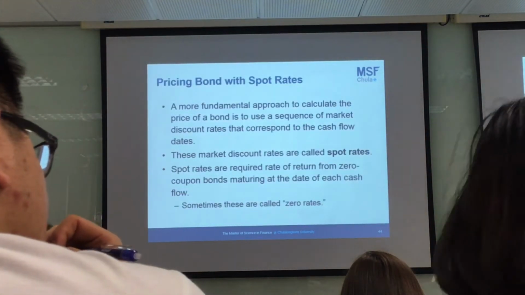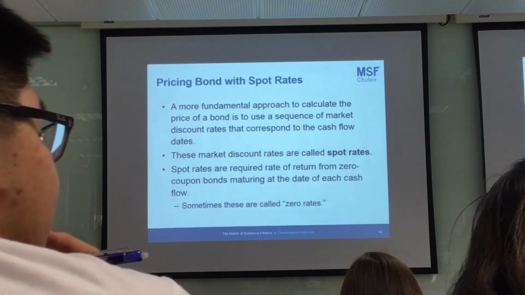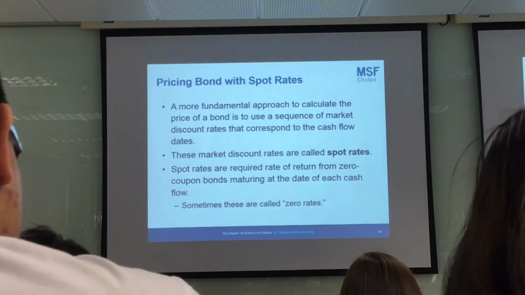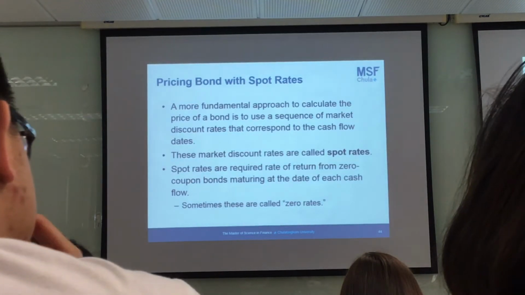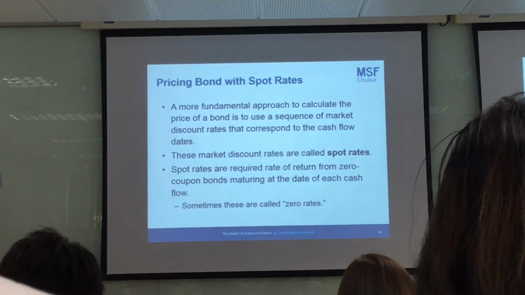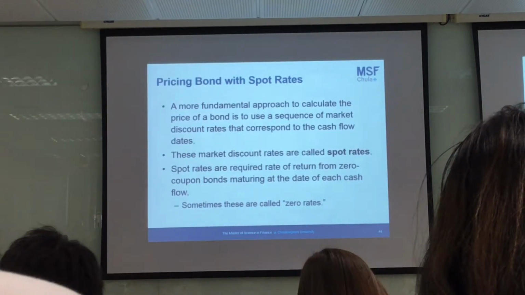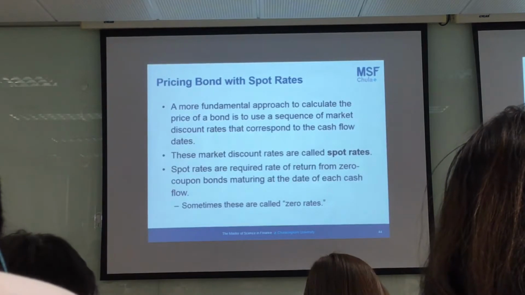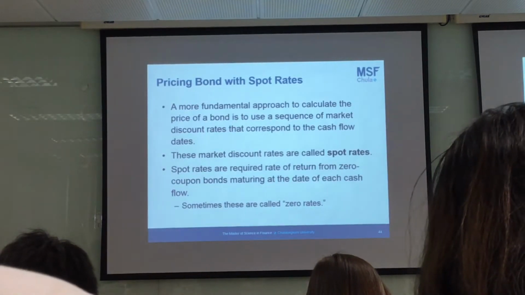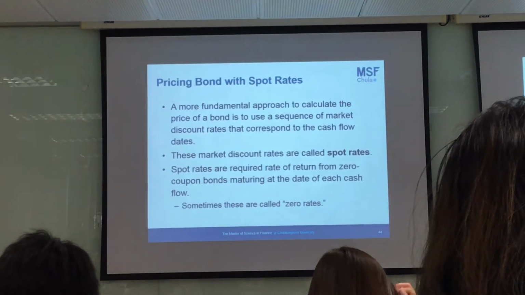Okay, now we are going to price the bond, but by using the zero rate. As I mentioned, the zero rate is the curve or the rate estimated from the zero coupon bond. How to obtain this, we'll talk about later. Suppose that we can obtain this, how can we price the bond?